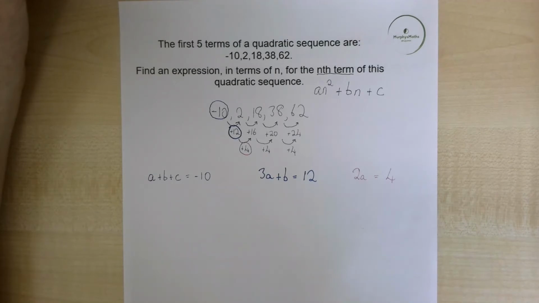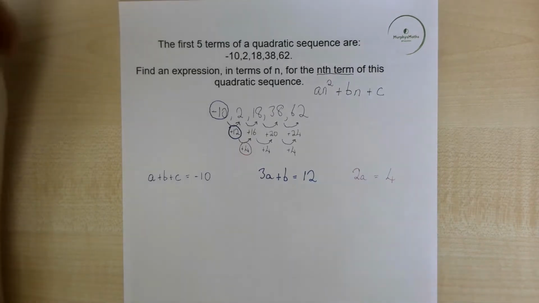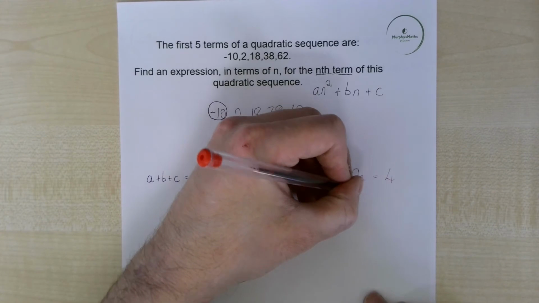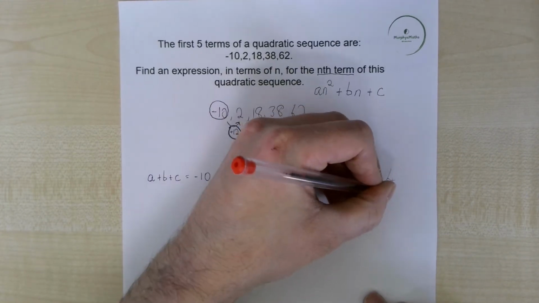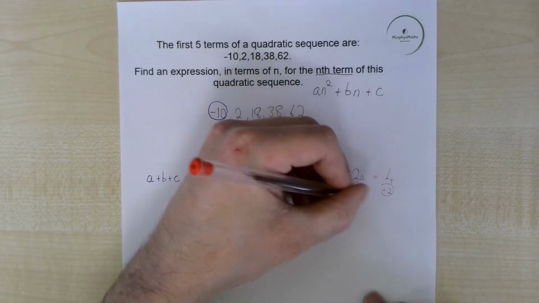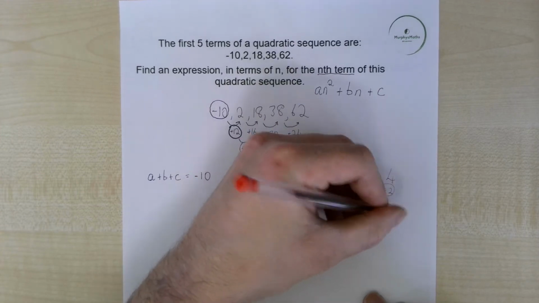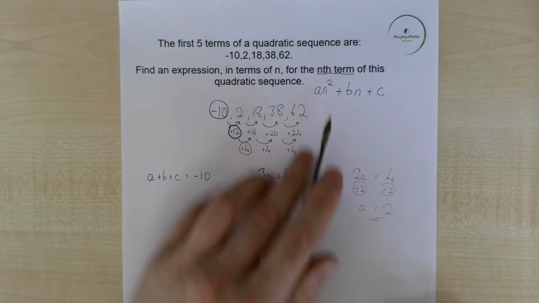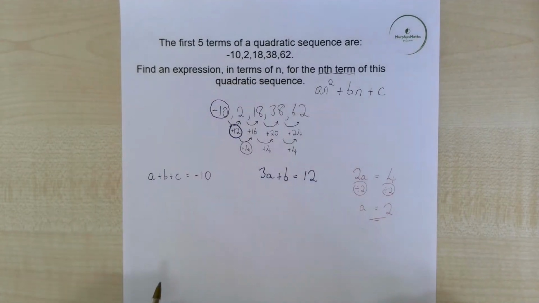Now I'm going to start with the 2a because that's the one that I can solve. So I'm going to solve from right to left. So first of all, 2a is equal to 4. If I divide both sides by 2, then a is equal to 2. So that's my first solution. And later on, that's going to go into this equation up here.